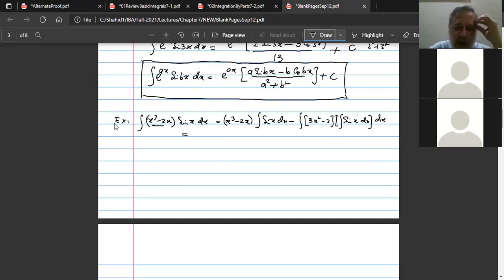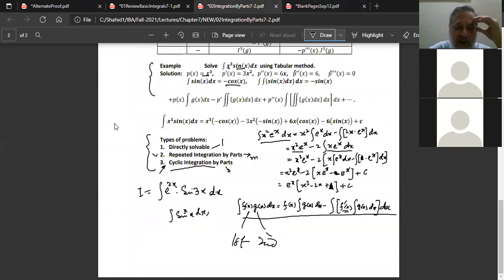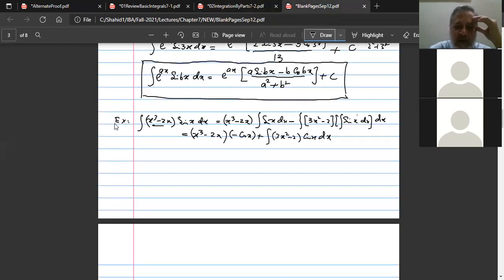So x cubed minus 2x, integral of sine is minus cos, minus integral of sine is minus cos, so minus minus plus, integral of 3x square minus 2 cos x dx. So this tells me that I have to apply integration by parts again. So this problem falls into the second category, repeated integration.